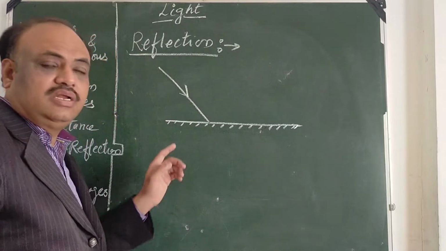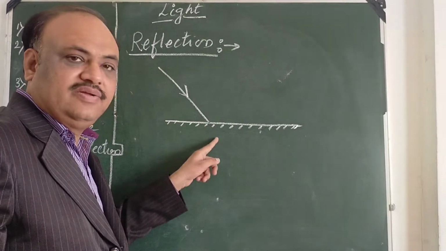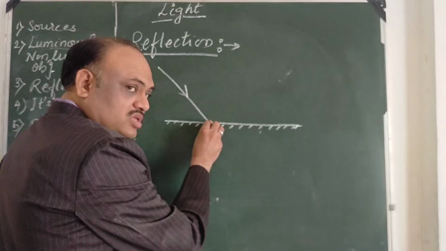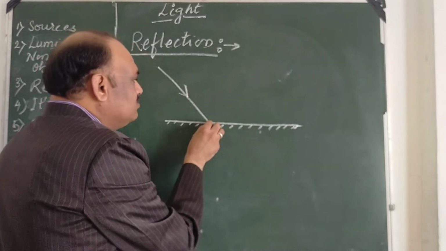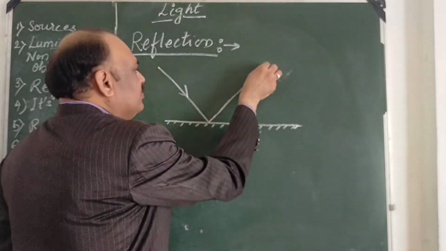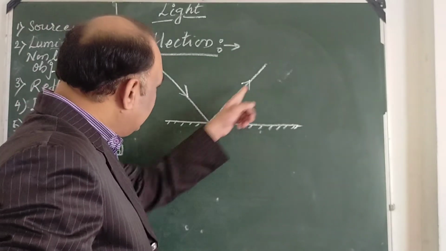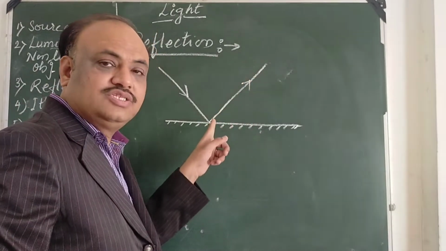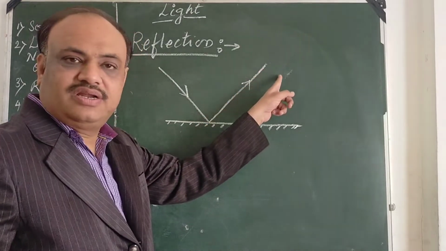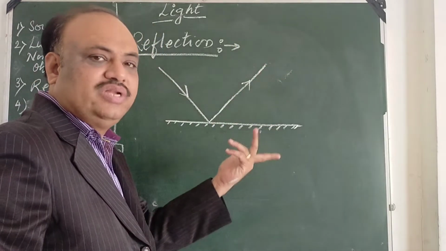So this is the light falling on the reflecting surface, called the incident ray. When it falls on the surface, it bounces back in the same medium. This bounced ray is called the reflected ray. So this is the incident ray and this is the reflected ray. The phenomenon of bouncing back of light in the same medium is known as reflection.